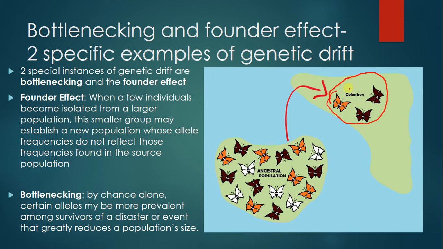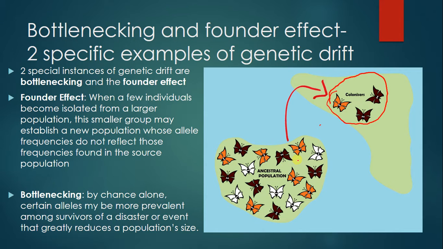And so when this population proliferates and mates and generations continue on, there will be a different allelic frequency in this population on this island than on the source island. That's called the founder effect, when the small number of founders of this new population don't adequately reflect the diversity of alleles from the source population.